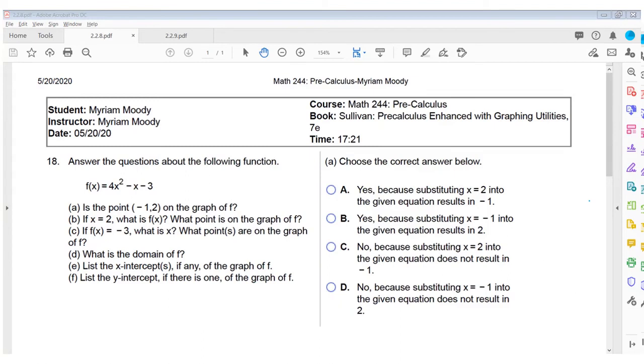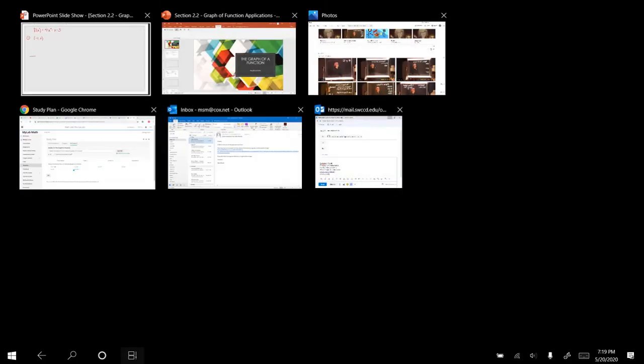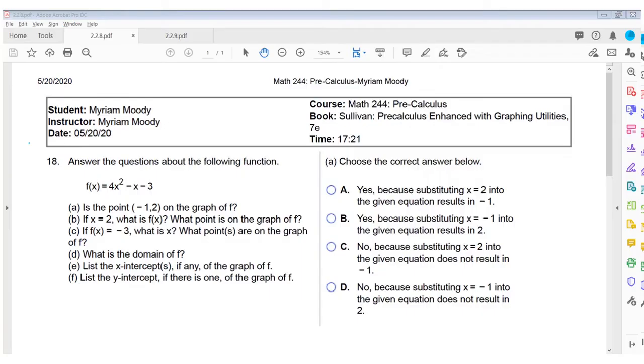Let's take a look at this. They've given me this function, and they'd like me to answer these 6 questions. So, first they want to know if this point, (-1, 2), is actually on that graph. What do you think you're going to do to figure it out? Yeah, we're going to have to plug it in, aren't we? So let me get the function written down over here. 4x squared minus x minus 3. And the first question was (-1, 2), right? They want to know if (-1, 2) is on the graph of that.